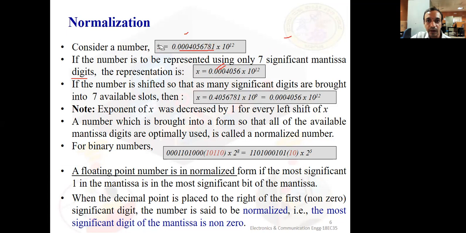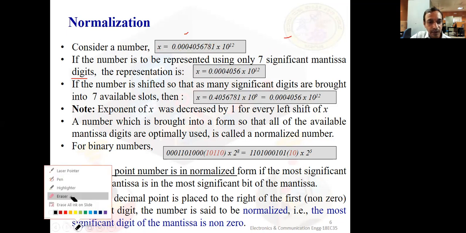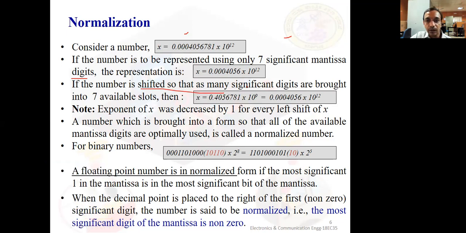And if the number is shifted so that the significant digits are brought into the 7 available slots, here you can see there are zeros after the decimal point. As we know, 0 doesn't convey much information. So I can move this towards the left 3 positions, or I can move the decimal point towards the right by, say, 3 positions.